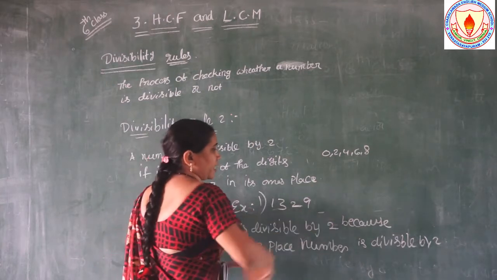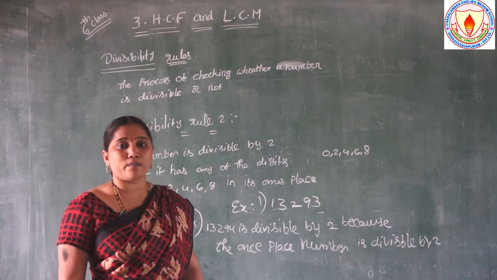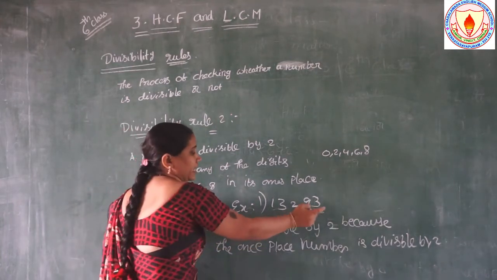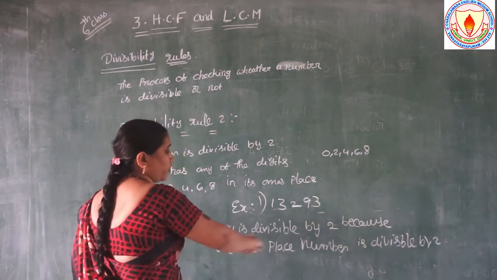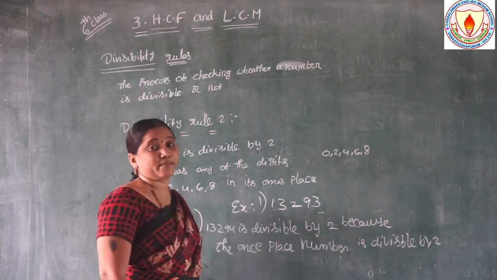Suppose here 3 is there. Is it divisible by 2? No, it is not divisible by 2. Why? Because 3 is an odd number. So how can we write this? This number is not divisible by 2 because the ones place number is not divisible by 2.